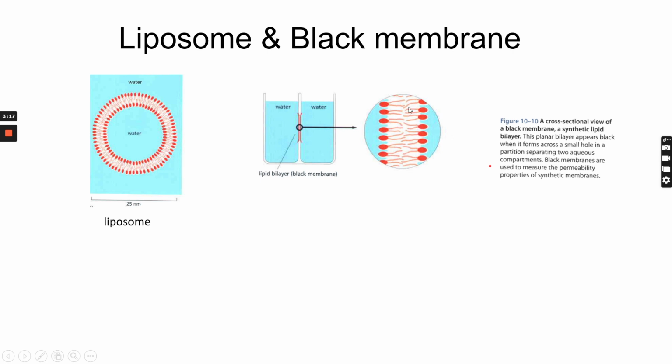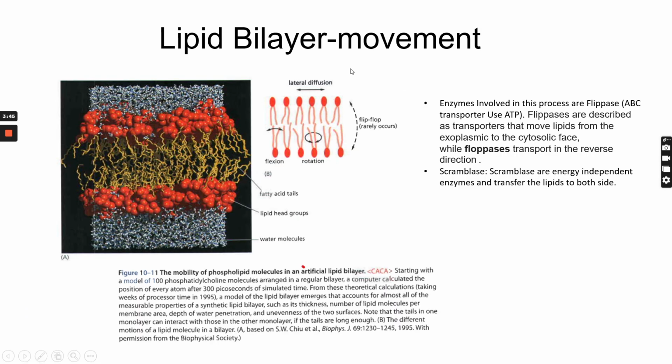So why is it called the black membrane? This planar structure, when put in a small hole between two solutions, looks black. Because of that, it is known as the black membrane. These black membranes are used to study solute transport across the semi-permeable membrane. Now, how do these lipid bilayers behave in the cell?